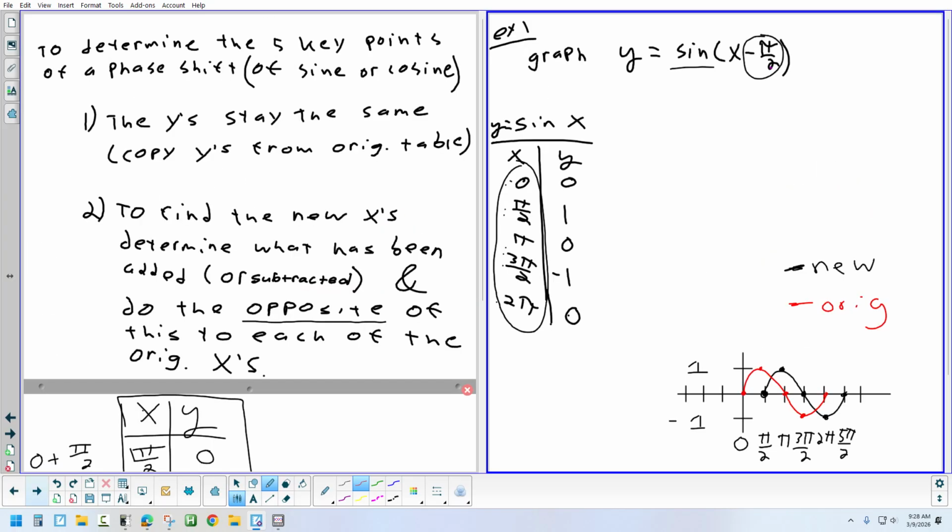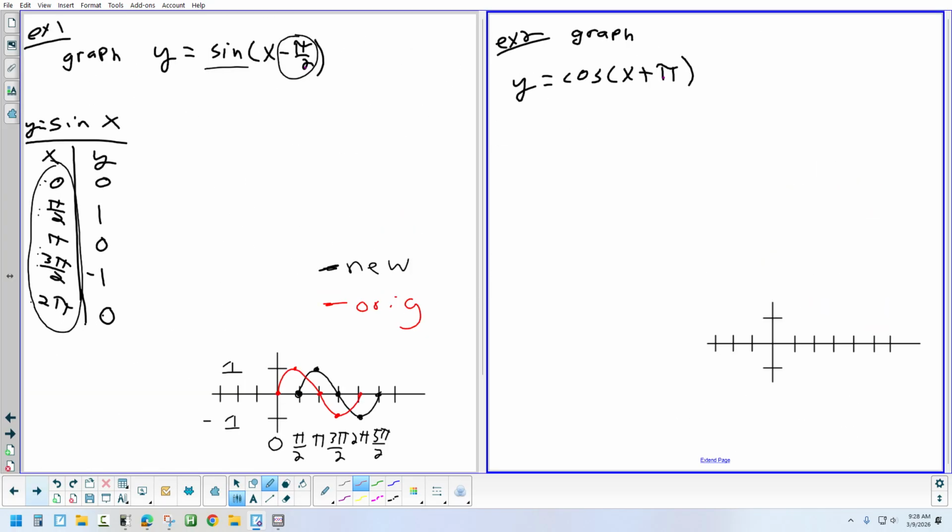Okay, let's look at this one. All right. So looking at cosine x plus pi, how do we know that that one is a horizontal shift? It's plus. All right, plus or minus always means that it's a shift. How do you know it's not shifting up and down? It's in the parentheses, yes. It's in the parentheses, and it's adding or subtracting. That's shifting left and right.